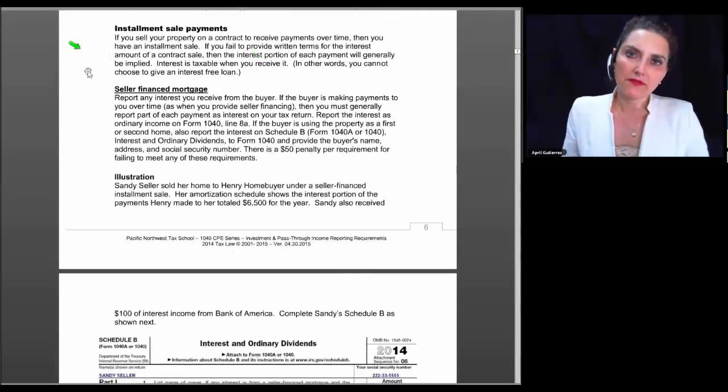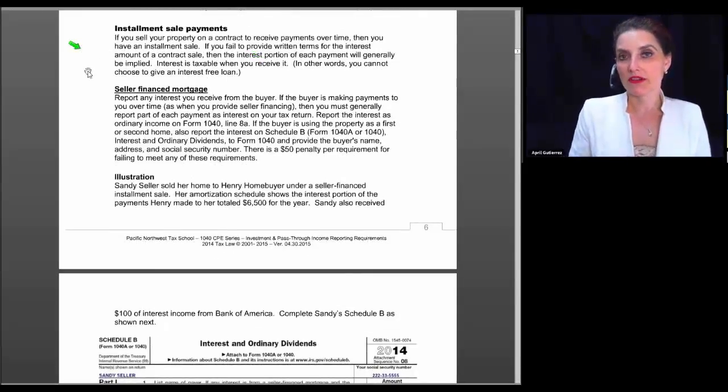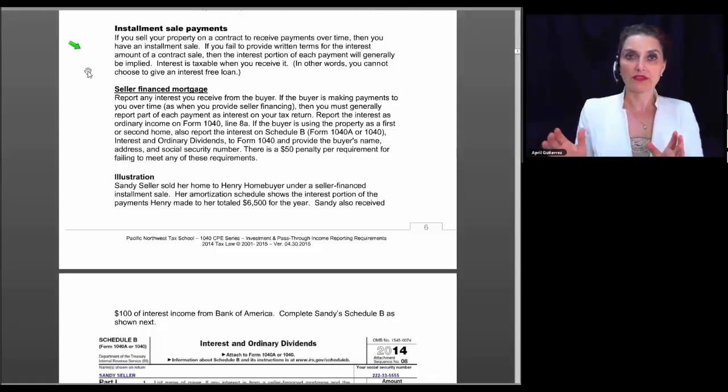Installment sale payments. If you sell property based on an installment sale, it means that you are receiving payments for your property over time. And whenever you engage in an installment sale, the IRS automatically assumes or stipulates that interest shall be included with each payment. So if you sell a piece of property in 2013 and continue to receive payments in 2014, 2015, or future years, the assumption is that part of each payment must be interest and that you can't just do an interest-free loan. And the reason for that, there's obvious reasons.